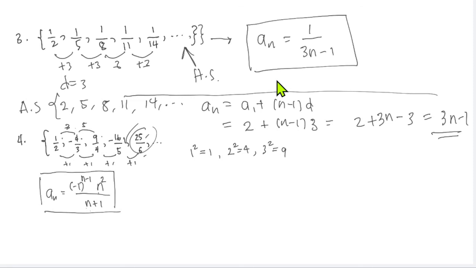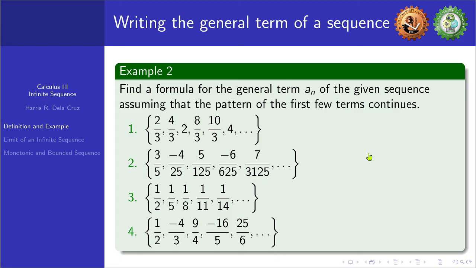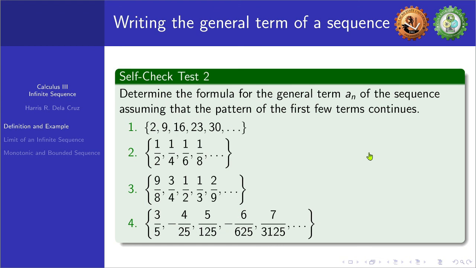Okay? So all you need to do is to figure out the pattern being exhibited by the first few terms of the sequence, assuming that the pattern will continue to the rest of the terms of the sequence. Okay, so that's how you get the pattern for a sequence.